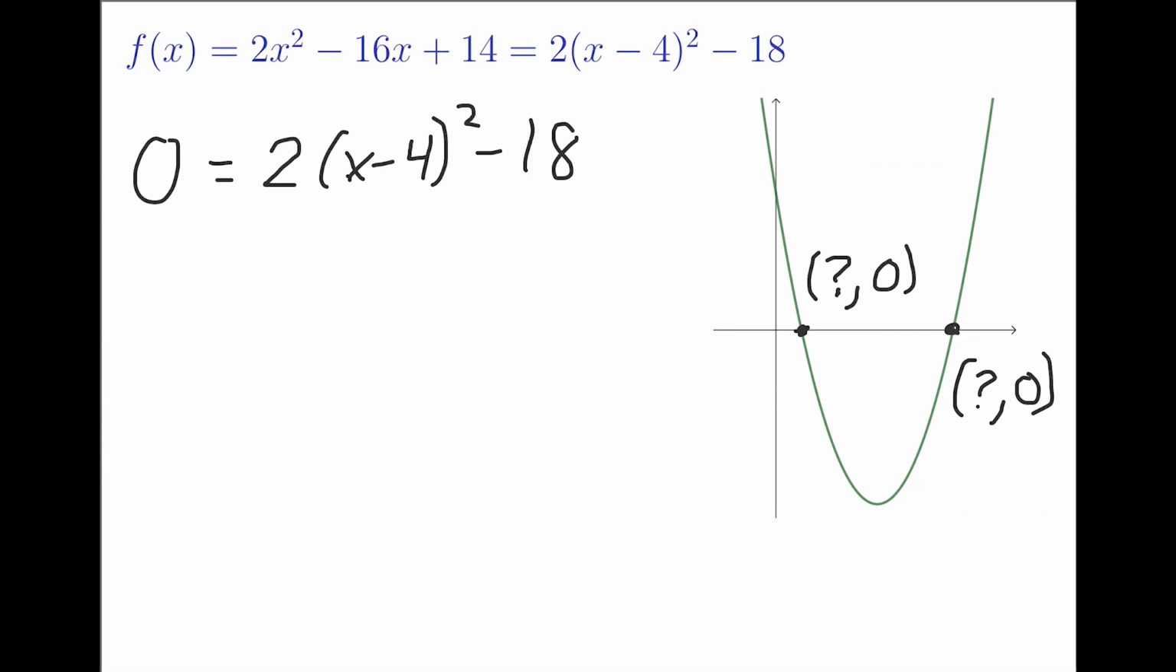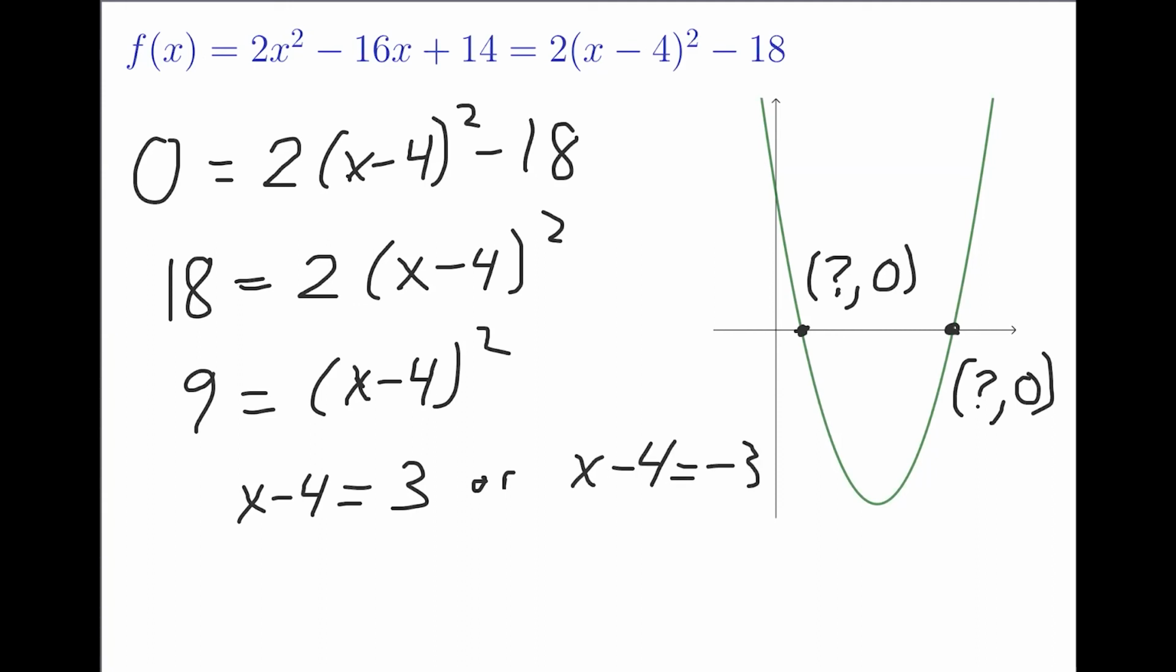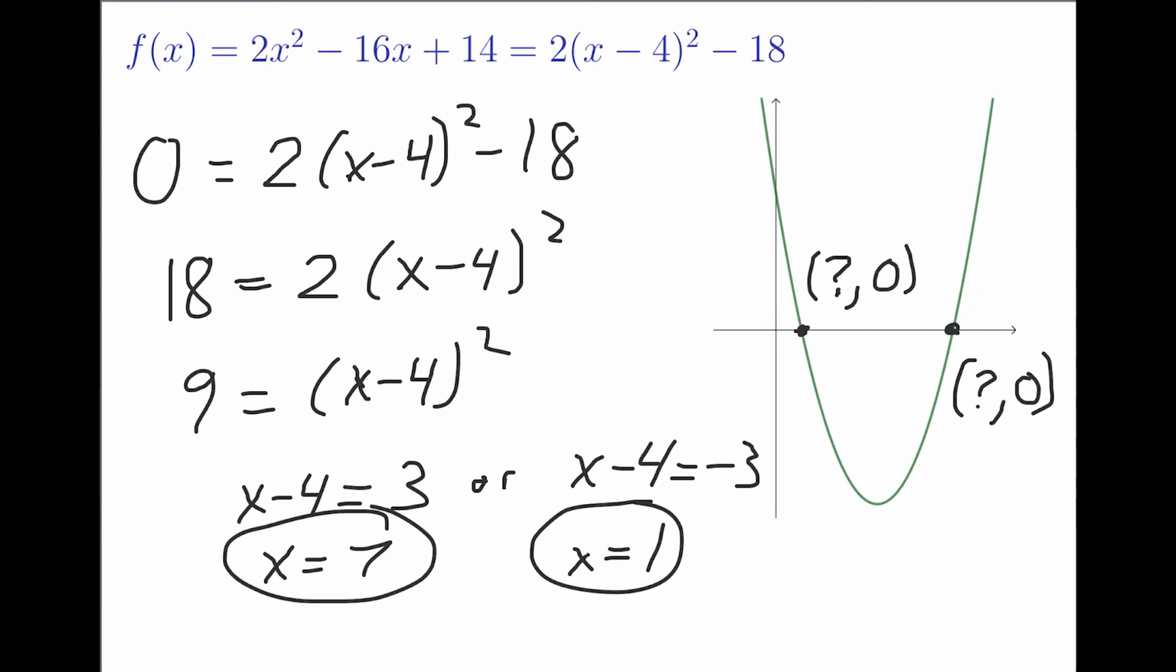And of course, how do you solve that? You can stick the 18 on the left side. It becomes 18 equals 2 times (x minus 4) squared. Then that becomes 18 divided by 2, which is 9, equals (x minus 4) squared. And that means that x minus 4 is either equal to 3 or negative 3. And of course, if x minus 4 is equal to 3, that means x is 7. If x minus 4 is negative 3, that means x is equal to 1. And there you have it. We've found our 2 x-intercepts again.